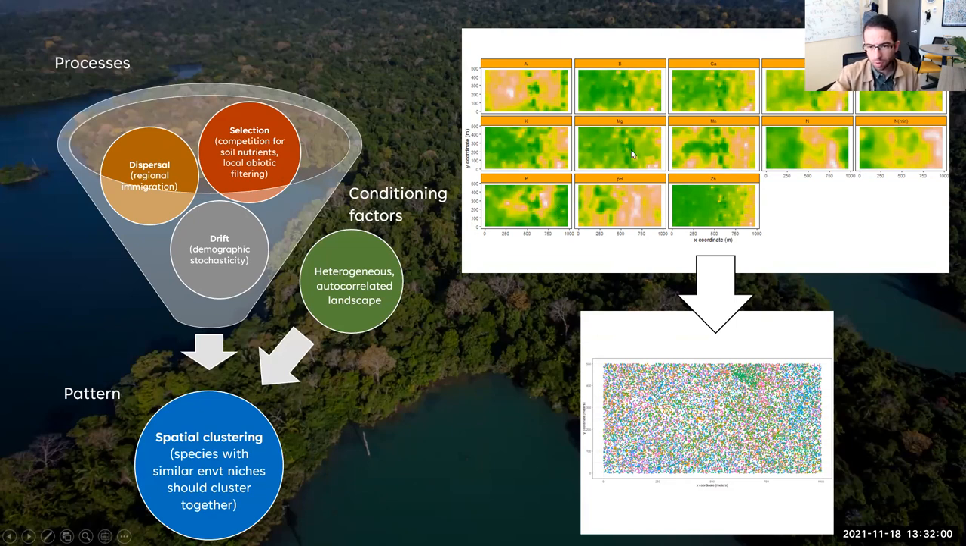So you might imagine that local conditions in the soil might filter for some species versus others, depending on how well adapted they are to those local conditions, right? And in this case, we also have a conditioning factor, which is a heterogeneous but autocorrelated landscape. And we want to know, when all of these processes are acting together, what kind of pattern do we expect to see in terms of the spatial distribution of the trees? So in this case, I'm sure I don't need to run a model to see, we expect basically species to track whatever environment they're good at, right? So we expect spatial clustering of trees, of species, namely species with similar environmental niches should cluster together.